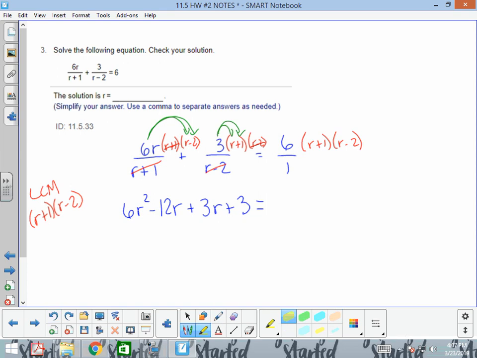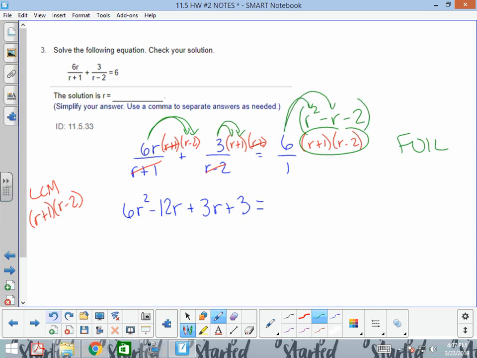Now, over here, I already have a 1 in the denominator. So I don't have to do any canceling. I'm not dividing out anything. I am, though, going to first do FOIL. So I'm going to FOIL this. And that is r squared, minus r, minus 2. Now I'm going to multiply each term in that trinomial by 6. So that's 6r squared minus 6r minus 12.